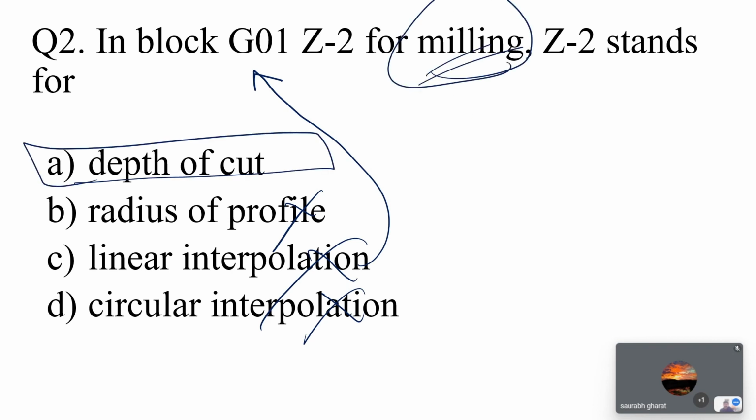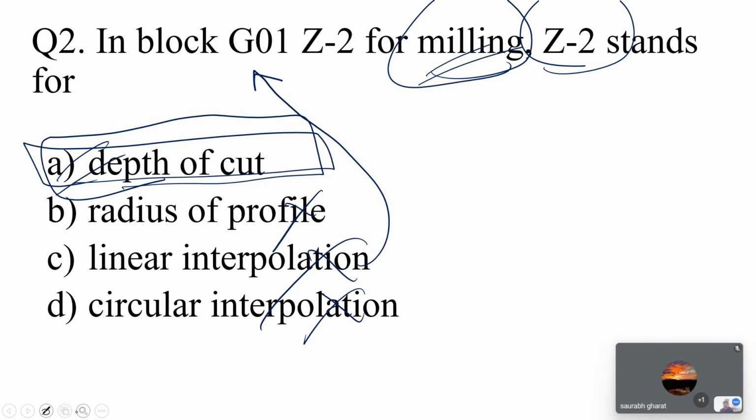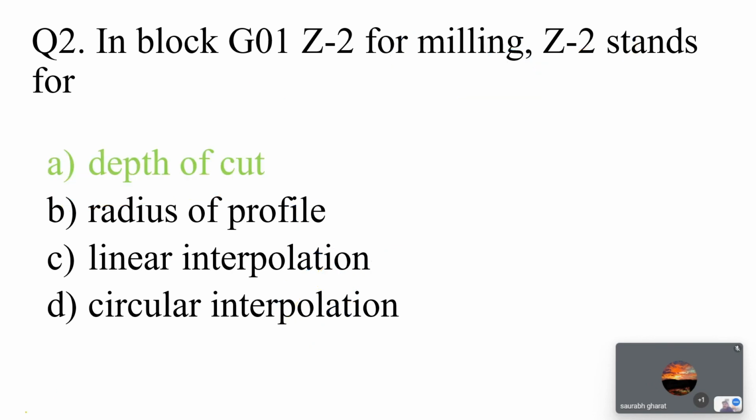I told you for milling what Z means. It will be depth of cut in case of milling. So it is not radius. Interpolation is G0, G1, but they are not asking that here. The property they are asking about is different. It is asking about Z. So circular interpolation is completely not correct. Only Z minus 2 stands for depth of cut. So depth of cut will be the correct answer.